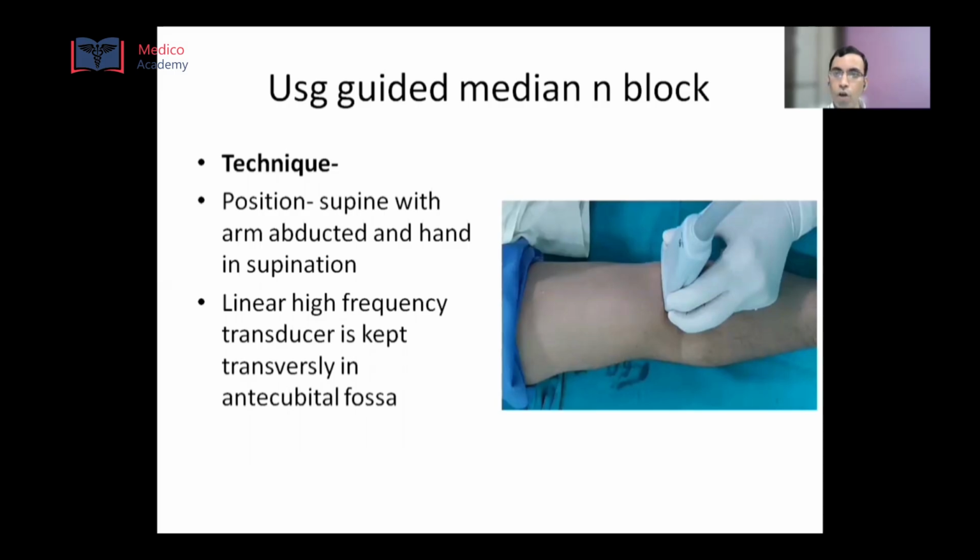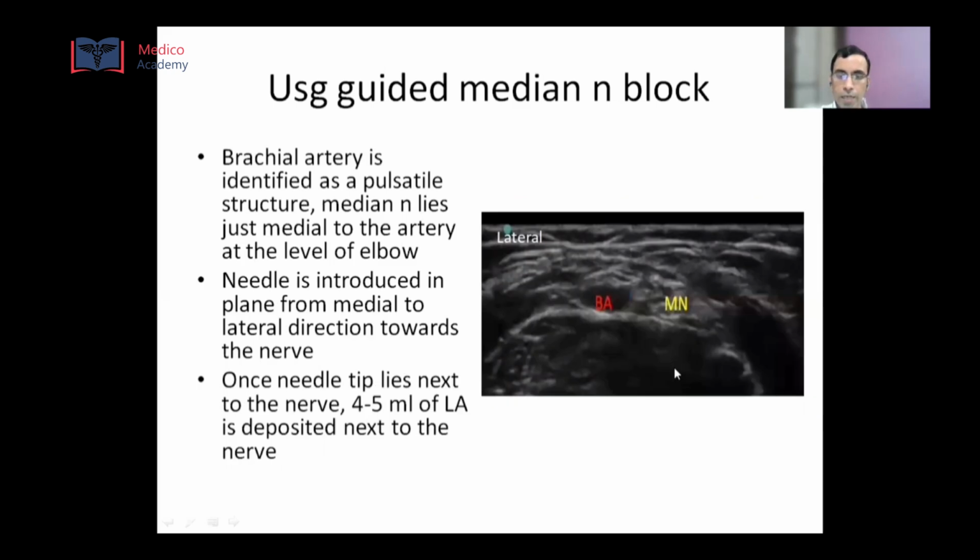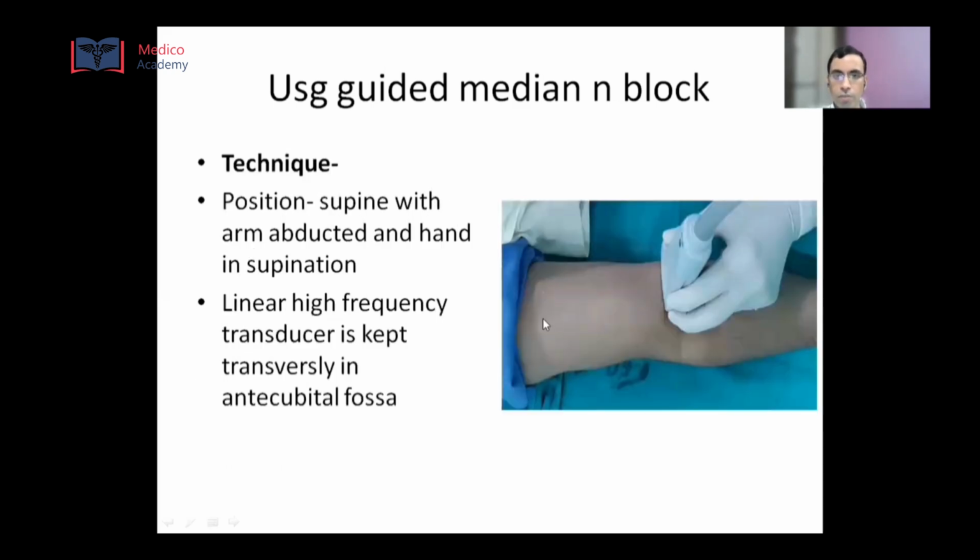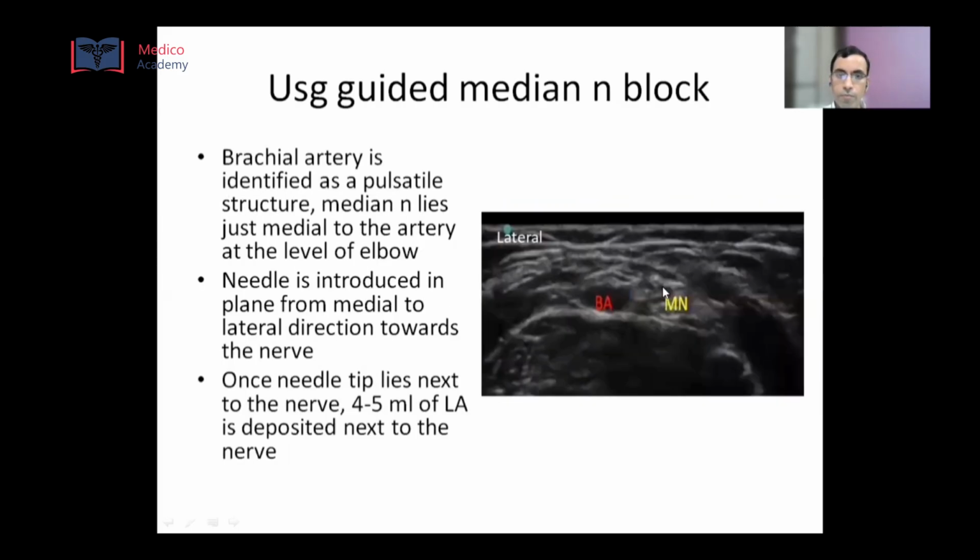For giving median nerve block with the help of an ultrasound, the patient is again placed supine with arm abducted and hand in supination. A linear high frequency transducer is kept transversely in the antecubital fossa. The pulsations of the brachial artery are identified. The median nerve lies just medial to the artery at the level of elbow.